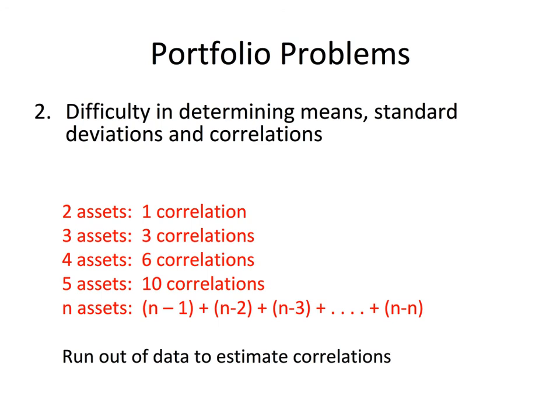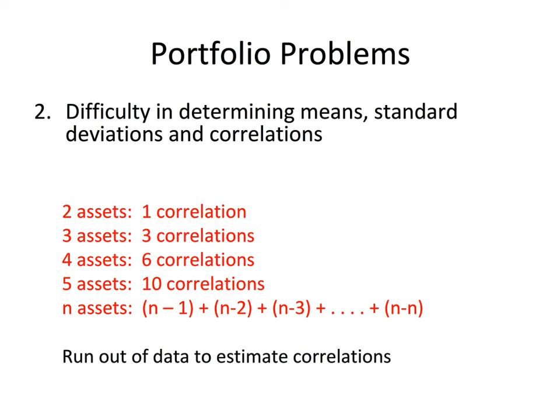The second problem, or a second set of problems with the portfolio model, is determining means, standard deviations, and correlations. And this actually is a problem with all models, but the one to focus on here with the portfolio model is the correlation coefficients. As the number of assets increases, the number of asset correlation coefficients that need to be estimated and put in the portfolio model increases dramatically. And here you can just see it. I'll give an example here in the red.